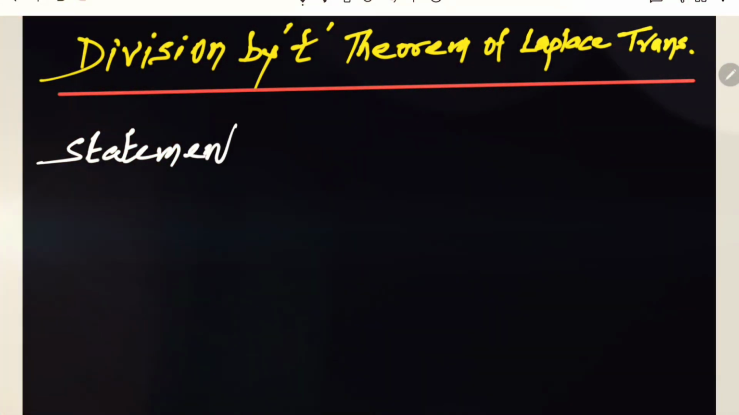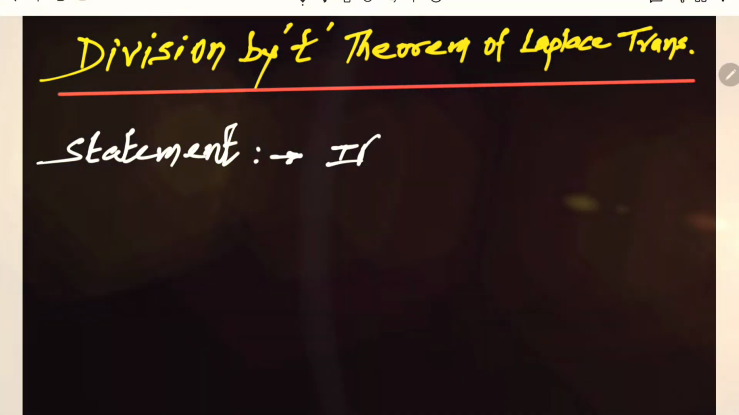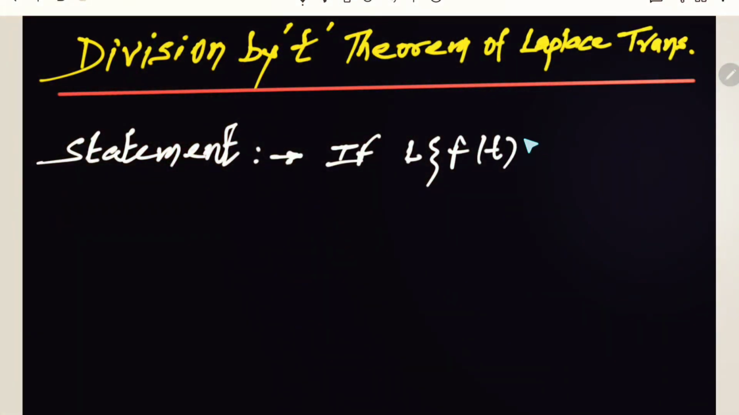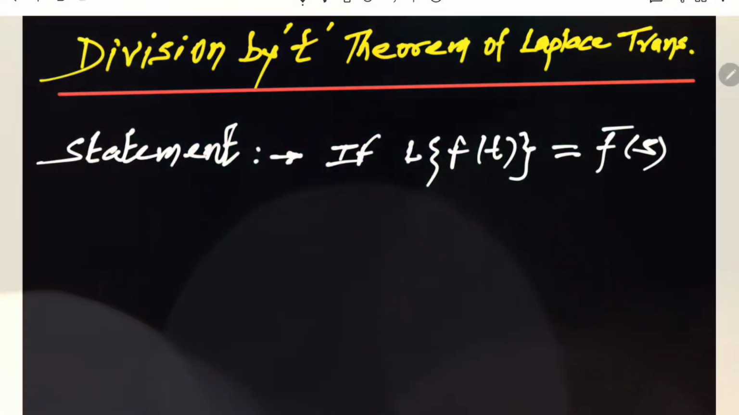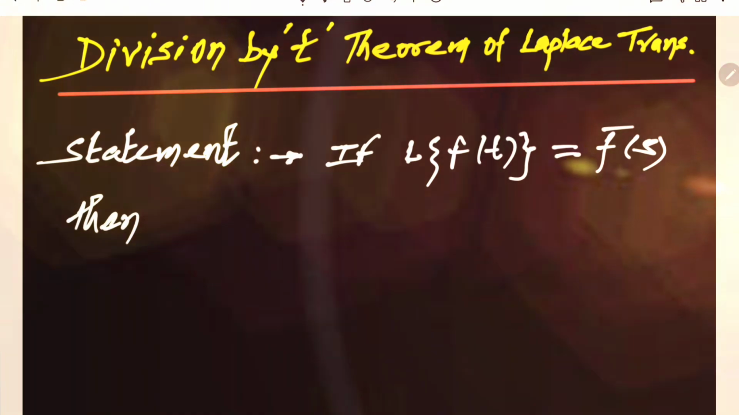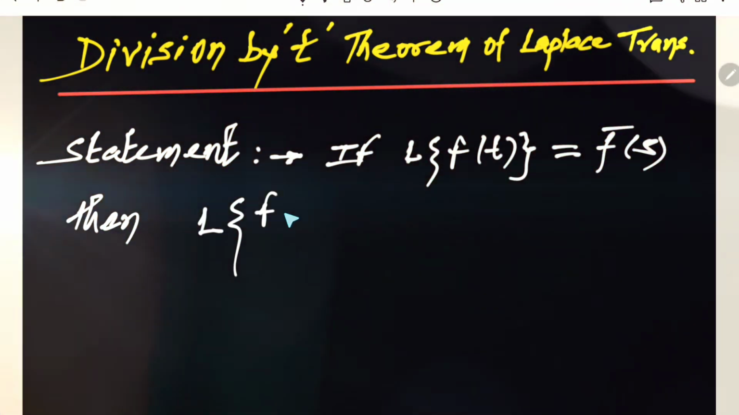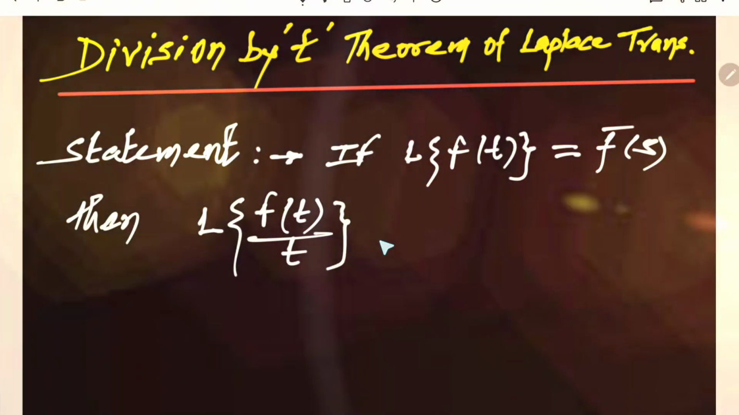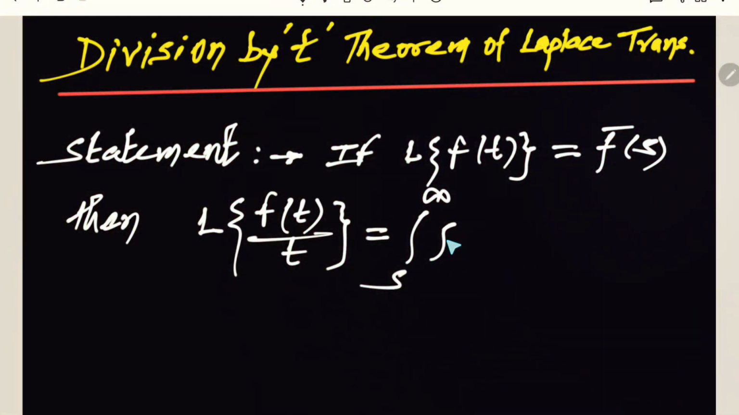First of all, we see the statement of the theorem. The statement is like this: if Laplace of f of t is given or obtained as f bar of s, then the Laplace transform of that function f of t divided by t, Laplace of f of t by t, is given by integration from s to infinity of that f bar of s.